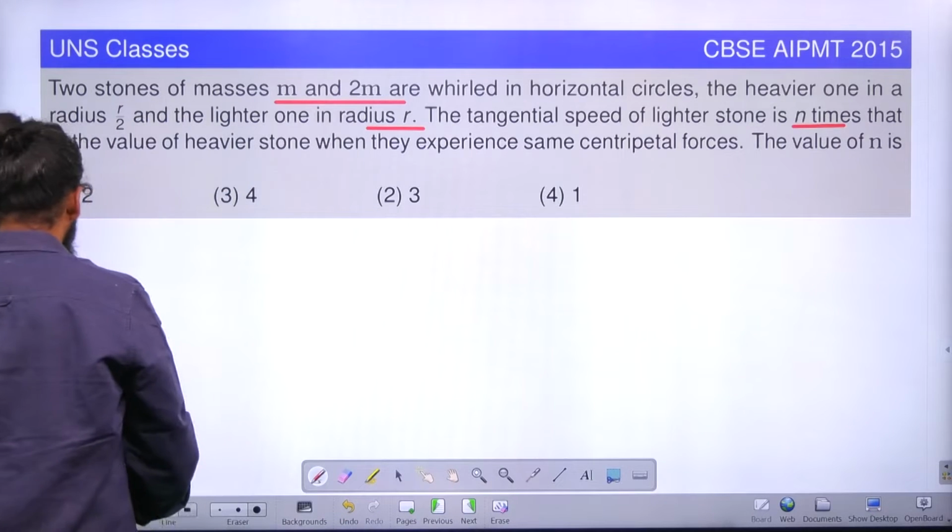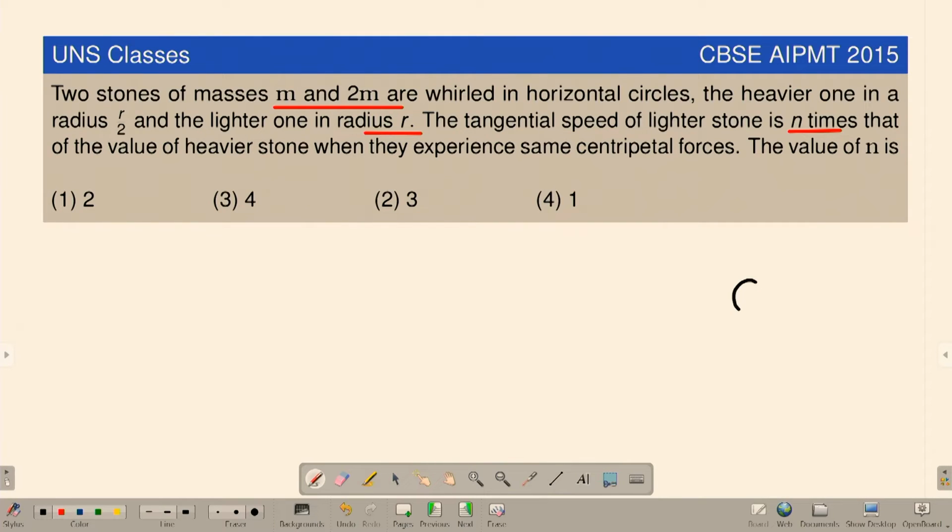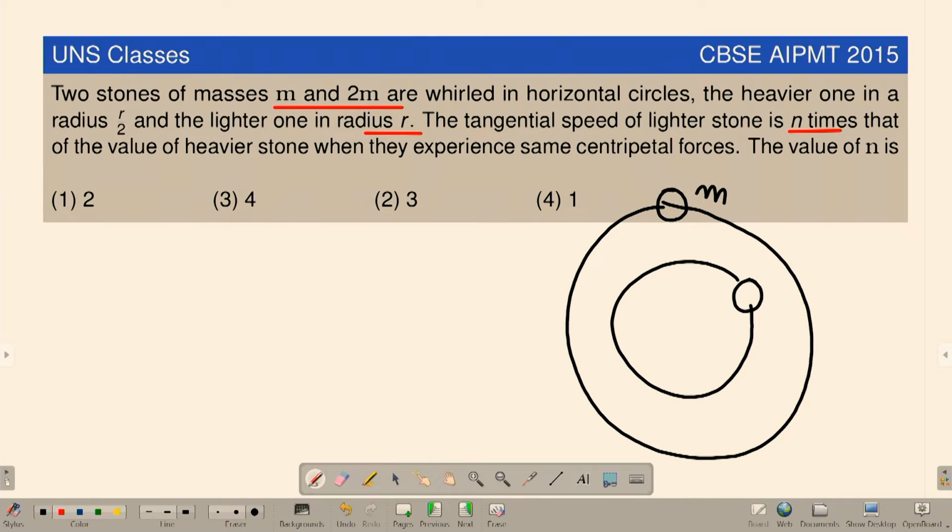So given that two stones are whirled in different radii. First of all, maybe this is 2m and the next one is m, and the radius is half of that. So here this radius is given, this radius is given. Maybe this is whirling, with a tangential velocity at this point this much, and this one moving at this much velocity. So the heavier one is with r by 2, and the mass is 2m, and this is m and the radius is r.